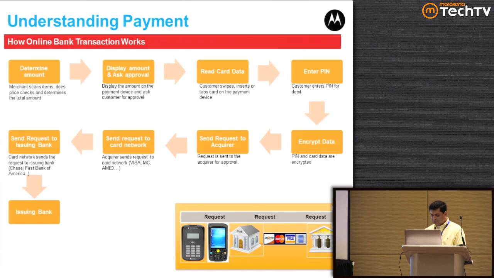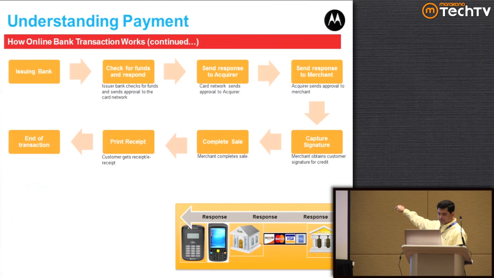So that's the request going to the bank, to the card issuing bank, all the way. And this is the data coming back from the card issuing bank. So the card issuing bank says, okay, he has enough funds, approve it. And that goes to the acquirer. I'm sorry, that goes to the card network. From the card network it goes to the acquirer. The acquirer sends it to the merchant. Merchant says, oh, nice. Now signature capture.